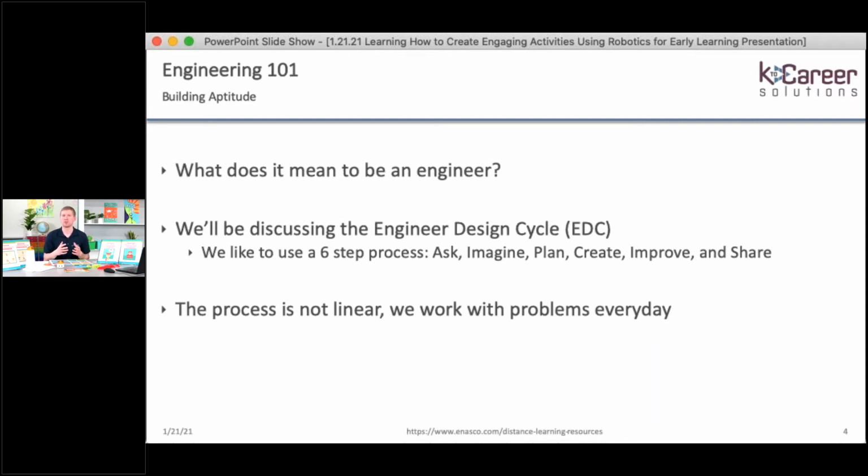But essentially there's kind of like a process or like steps. I don't want to refer to them as steps because it's not linear, but it's more of like a process of how we would actually solve a problem, right? So there's the ask phase. The ask phase is more or less you're defining your problem. What are we trying to solve?